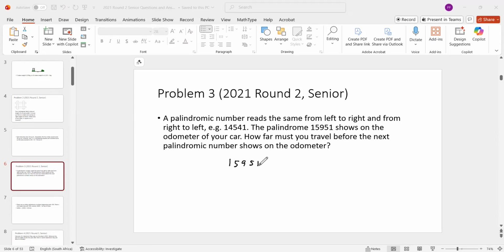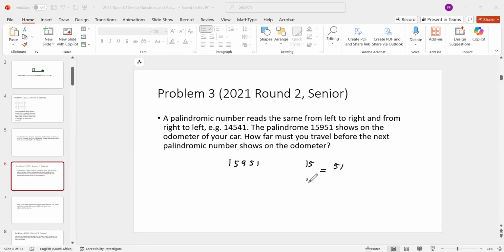Now, if it starts with 15, it must end in 51. It's a palindrome, but you can put any number here in the middle. But this is 15,951. If you're traveling, the new number will have to be more than that. So you can't put any number here to make this thing into a palindrome, because you can put the numbers from 0 up to 9, and none of them will be greater, except 9, which will be the same. But they want the next palindromic number.